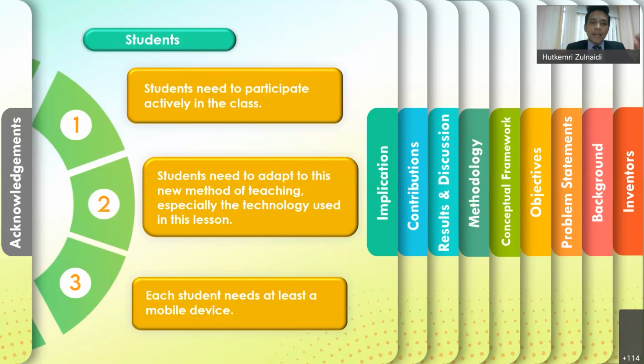The second is that each student needs at least a mobile device. Because MyOTG uses GeoGebra, free software, it can be used at least on your phone. Anywhere you can do the activity, you put in the real-life word problem, then you can find the answers. So at least the students have a mobile phone.